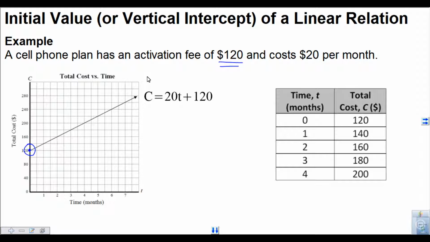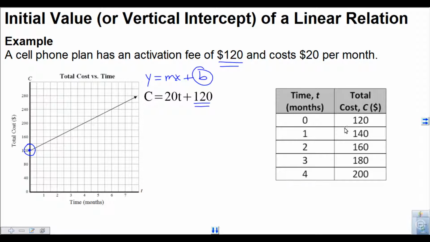Now, in an equation, remember that linear relations can be written in the form y equals mx plus b. Well, b is the initial value. In this case right here, you see the 120 pops up. That is the b value, which corresponds to this point on the graph.